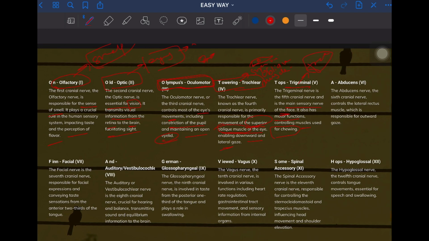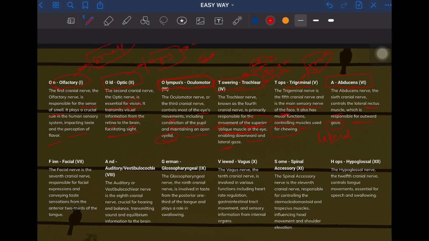Fifth is trigeminal. Sixth is abducens. What is it? A for abducens. What it does is control the lateral rectus muscle, which is responsible for outward gaze. For outward gaze, the lateral rectus muscle is important.